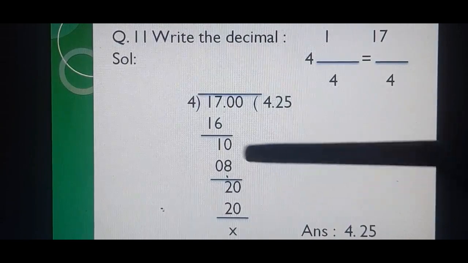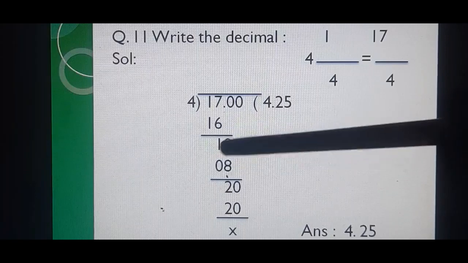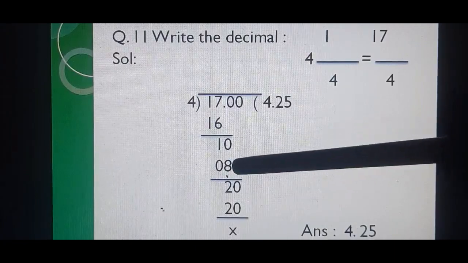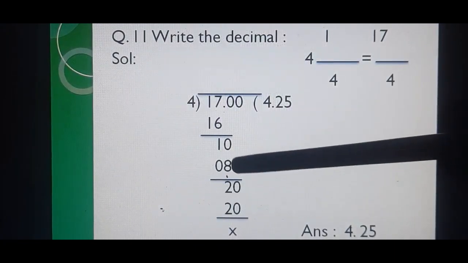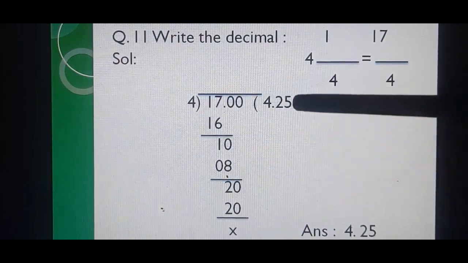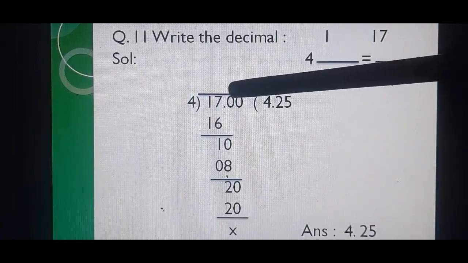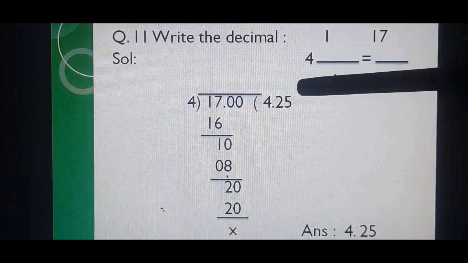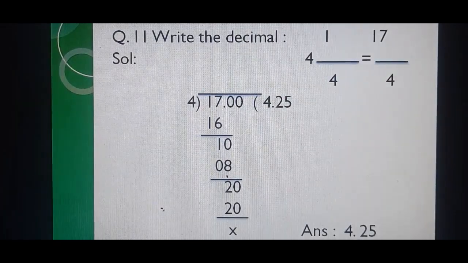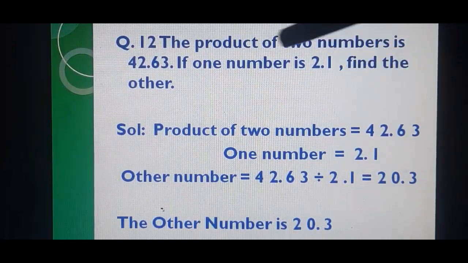17 divided by 4. 4 fours are 16. 7 minus 6, 1. 1 is the remainder. Put the decimal and consider 0 here. Now 4 twos are 8. 10 minus 8, 2. 2 is the remainder. We don't want a remainder, so take one more 0. Now the number has become 20. 4 fives are 20. 20 minus 20, 0 is the remainder. Now after the decimal in our dividend there are 2 digits. So count from the ones place, ones, tens, then put the decimal. 4.25 is our answer. Question number 12. These all are our practice sums.